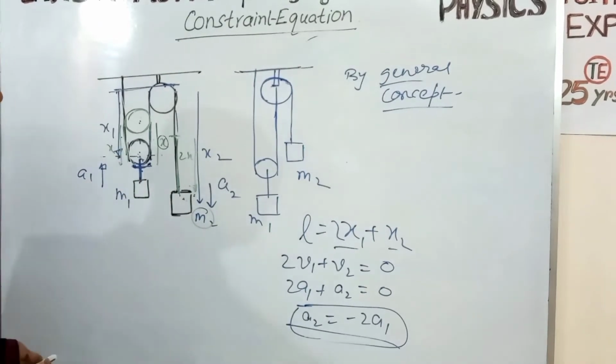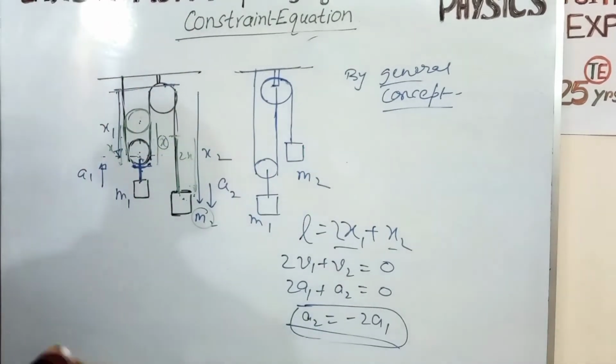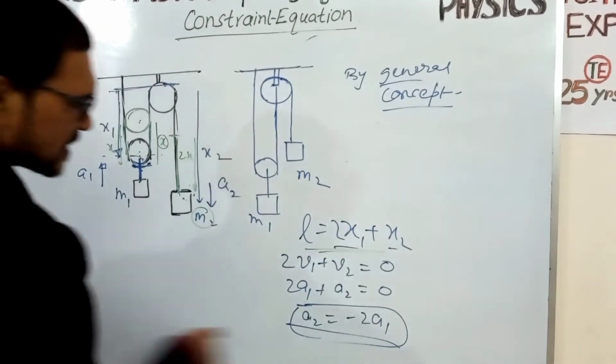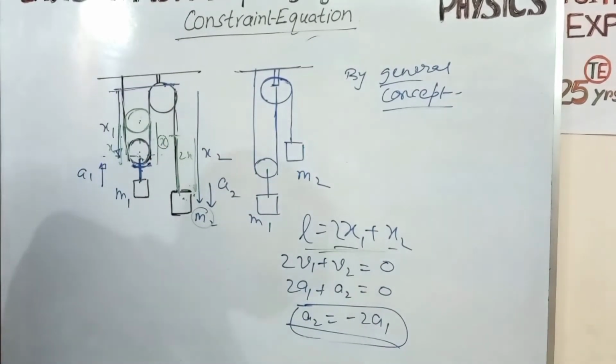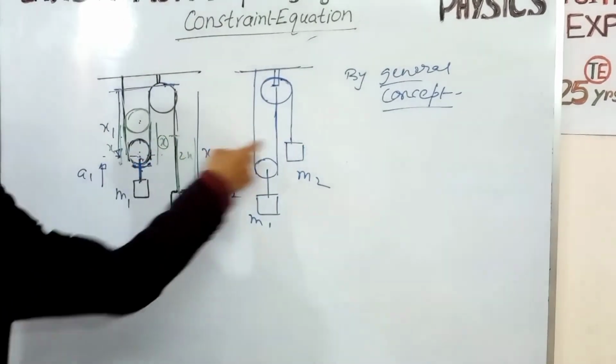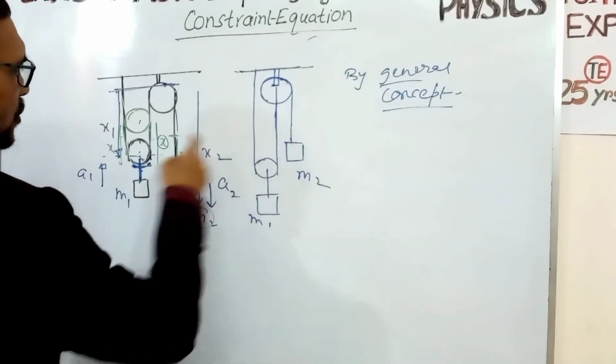So we can understand by the general concept, or if the system is more complex, then we can use the constraint equation. So we get the relation between a1 and a2. And for the next problem, this system and this system are the same. Here the acceleration of this block will be double that of this block.